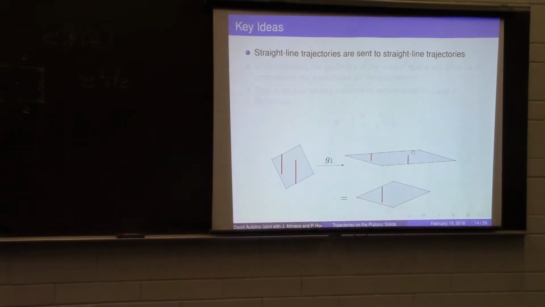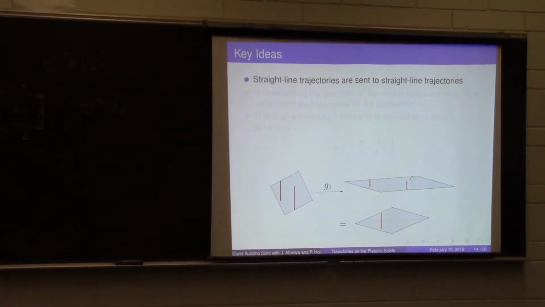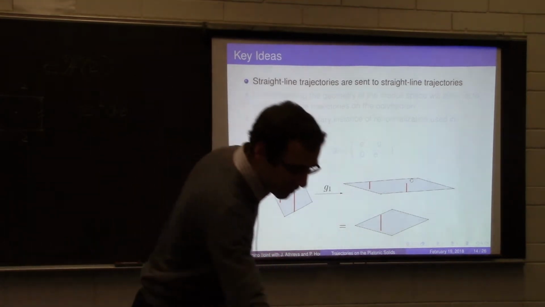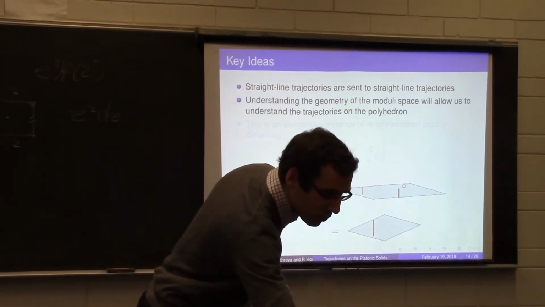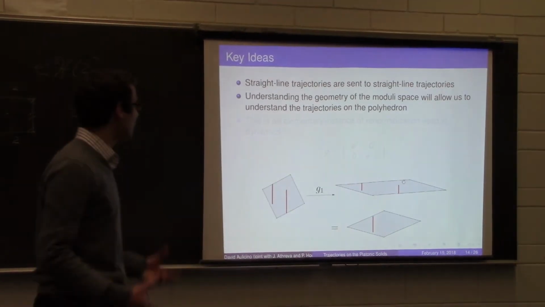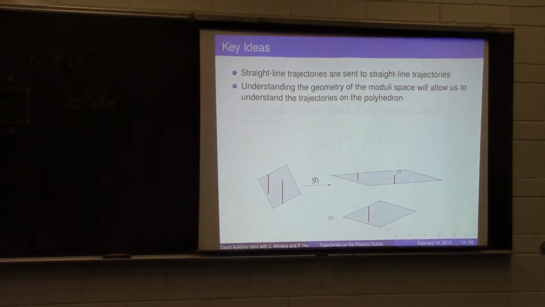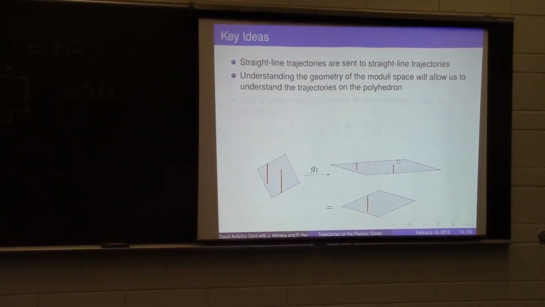So let me summarize some key ideas. With this action by GL2R or SL2R, straight line trajectories are being sent to straight line trajectories. And so therefore, I'm not harming any of the dynamics on the surface or any of these trajectories on the surface by multiplying by these 2 by 2 matrices. Understanding the geometry of the moduli space will allow us to understand trajectories on the polyhedron.